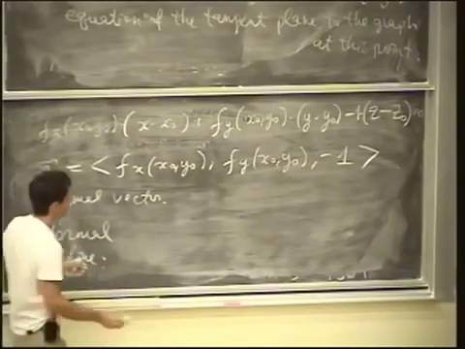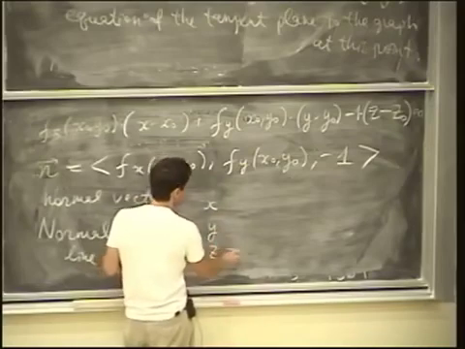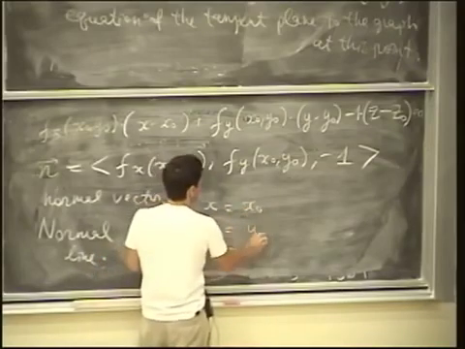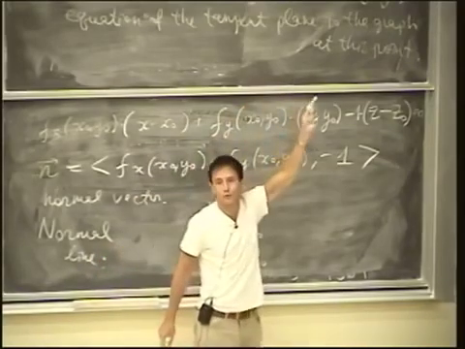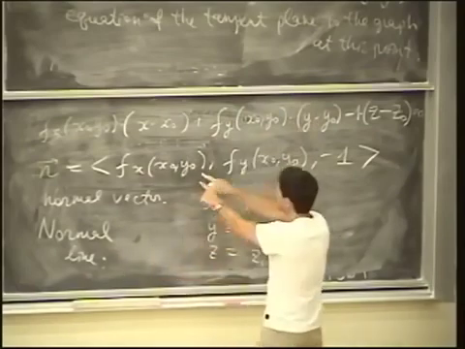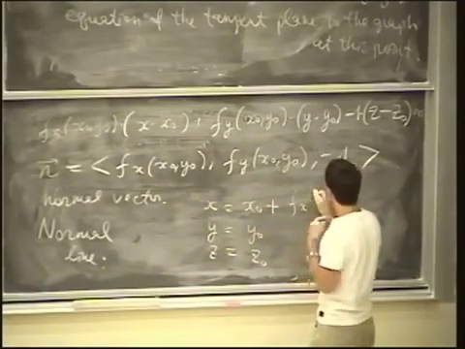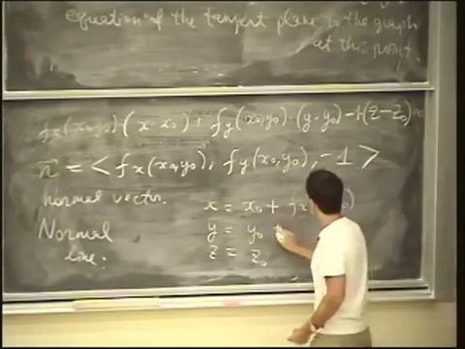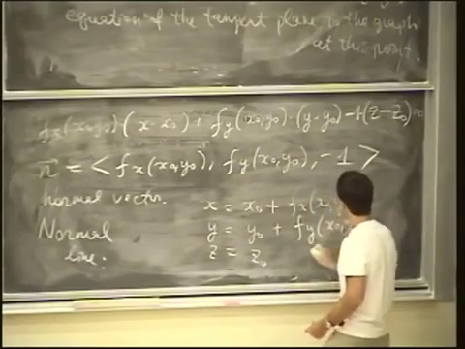What do we need to write down the equation of a line? We need to know the starting point, and we need to know the direction vector. Well, the starting point is given. It's x0, y0, and z0, where z0 is, again, just the value of the function at x0, y0. And then the direction vector is just these numbers, fx of x0, y0, fy of x0, y0, and -1.